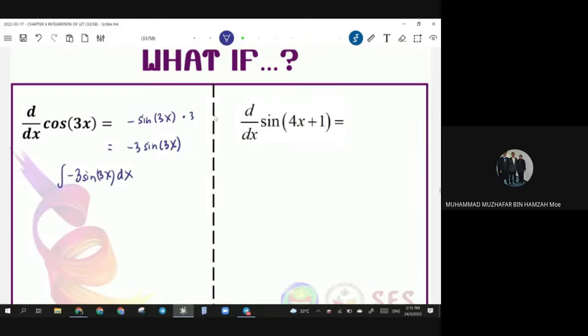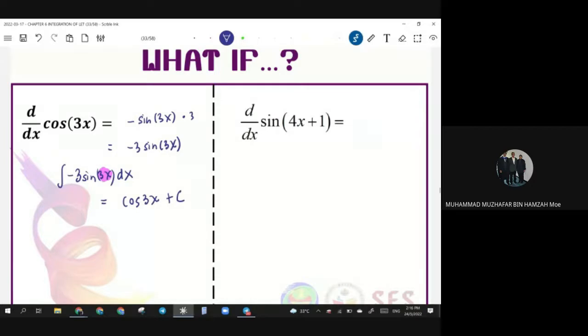But what we have here, the angle is a little bit different. In this case, our angle is not x, but 3x. What we know, by using the concept of reverse process without doing any further method, is that the answer should be cos 3x, plus c.